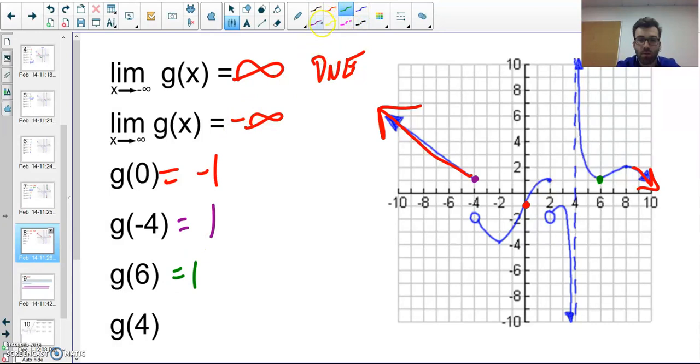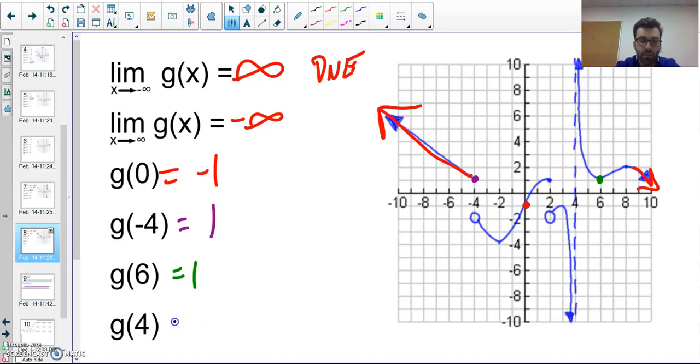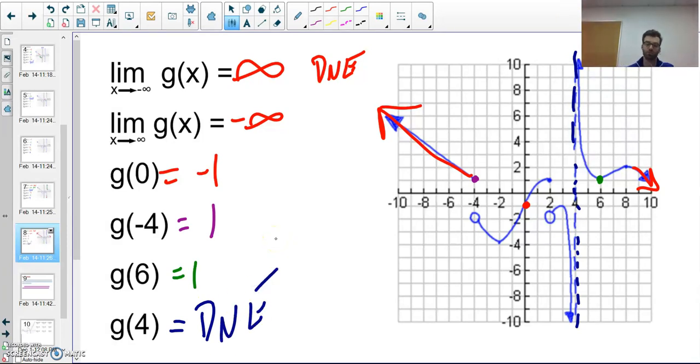And then what color? Let's go navy. All right, so I want G of 4. Well, there's this asymptote here. You see that? There's that asymptote there. So that means x cannot be 4, so this does not exist. If I have an asymptote at 4, then x cannot equal 4. That's what that means. So it does not exist there. Actually, not the limit, but the actual function does not have a value at x equals 4.